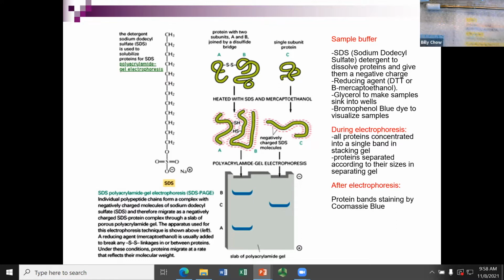So if you put your sample into the sample buffer containing SDS, and then you boil the sample, the protein will open up when you boil. The protein contains a lot of hydrophobic amino acid residues, right? So it will interact with the carbon chain here, and then the protein will be labeled with negative charge.